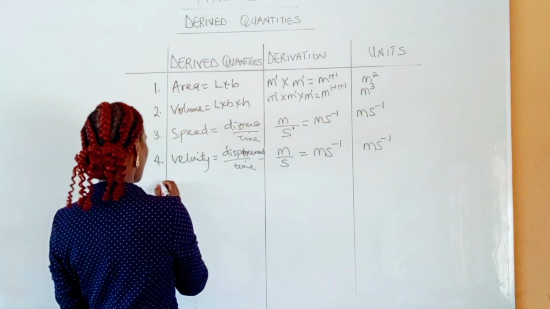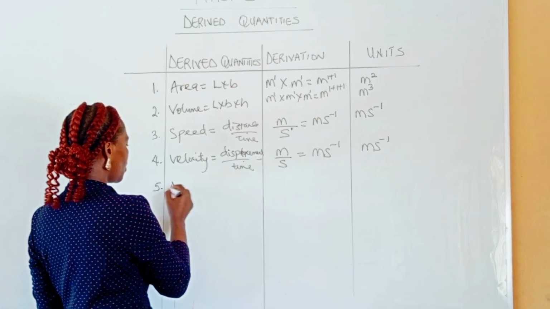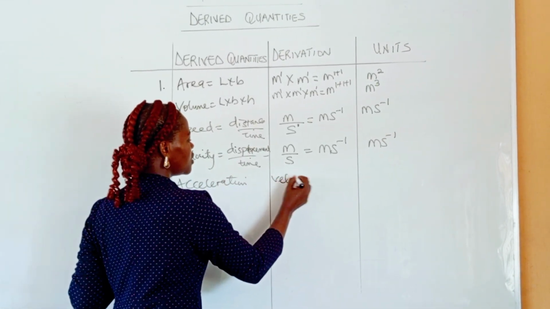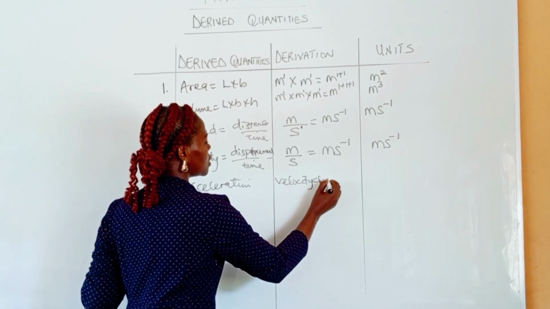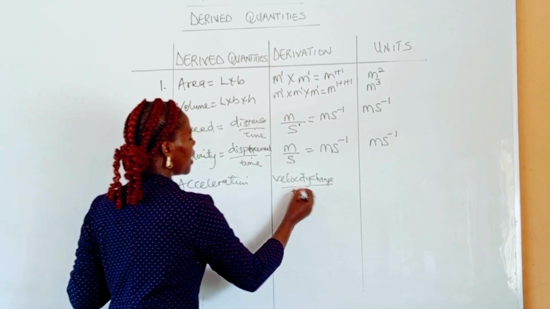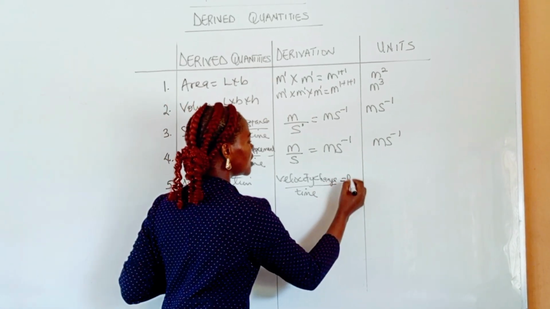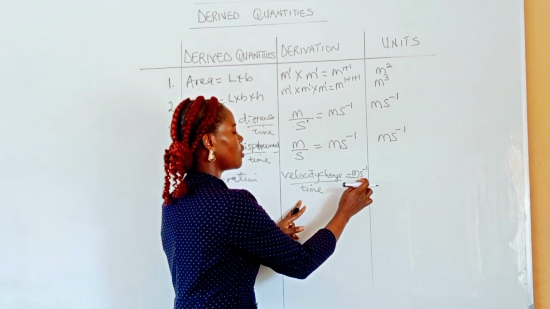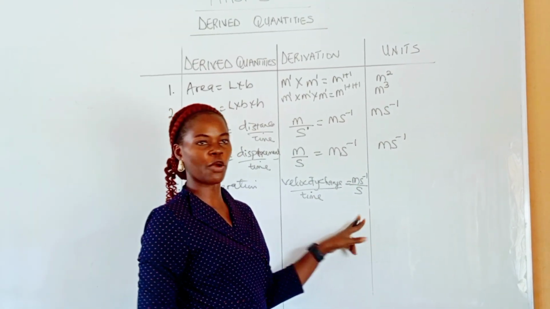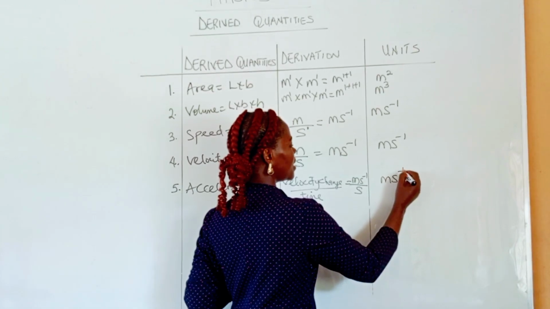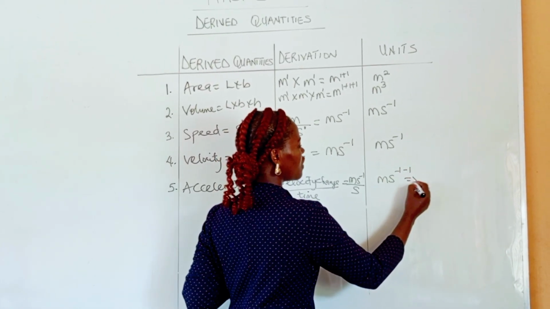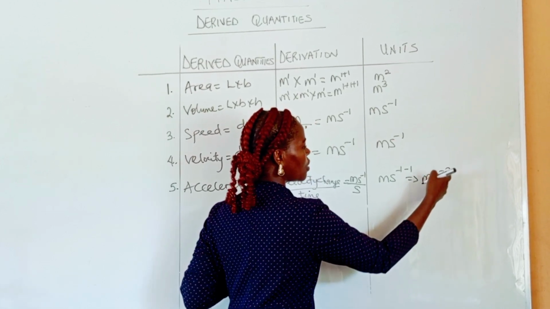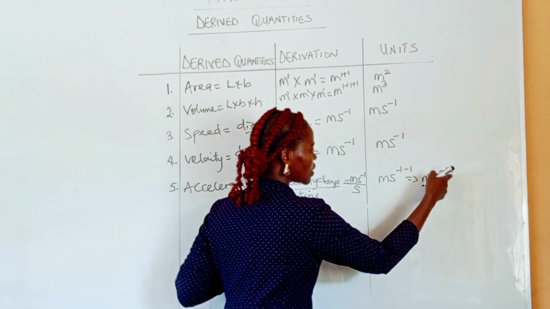So let's continue. We have acceleration is equal to velocity change over time. Velocity change, the unit of velocity is meter per what? Second. We divide it by the time, which is what? Second. By the time we carry this second up, we are going to have meter per second, which will give me what? Meter per second square.